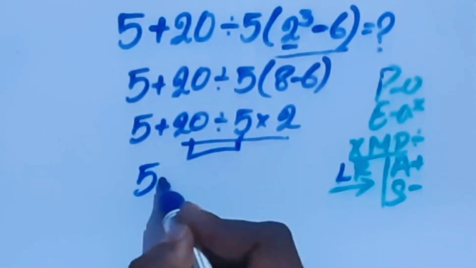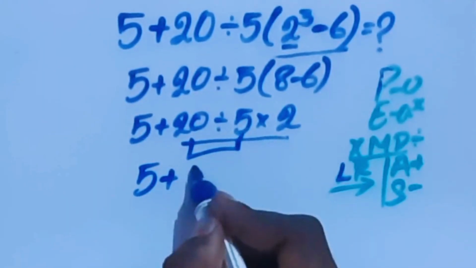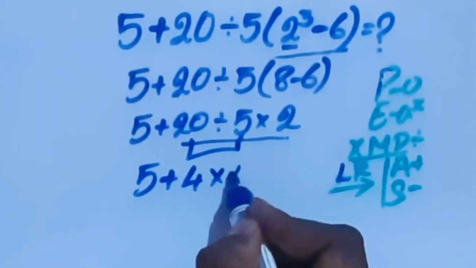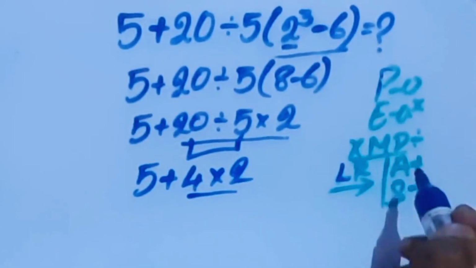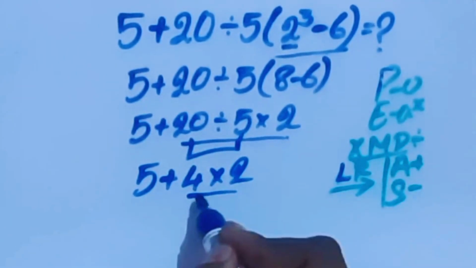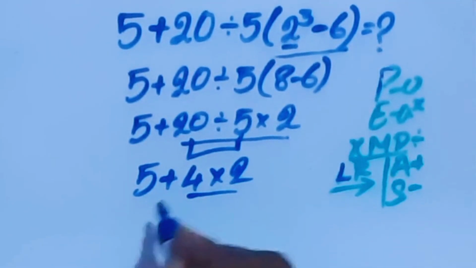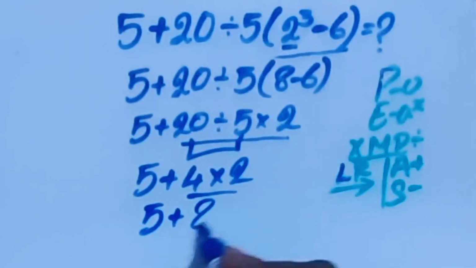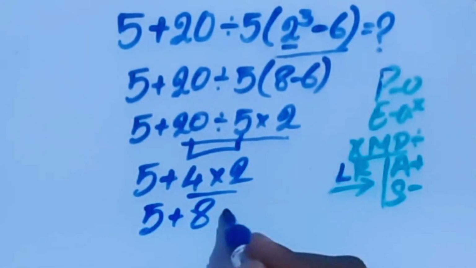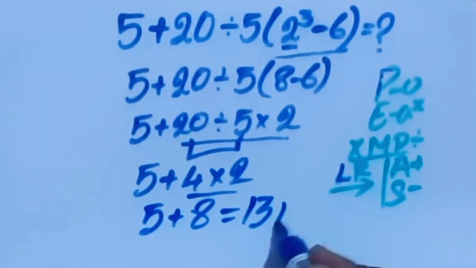So 5 plus 20 divided by 5 is 4 times 2. Here we have addition and multiplication. Multiplication is higher priority than this addition. So we have to do this multiplication before this addition. So 5 plus 4 times 2 is 8. Here 5 plus 8 is 13, which is the correct answer.